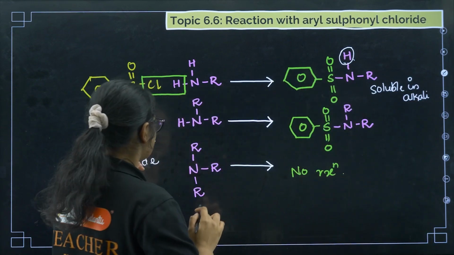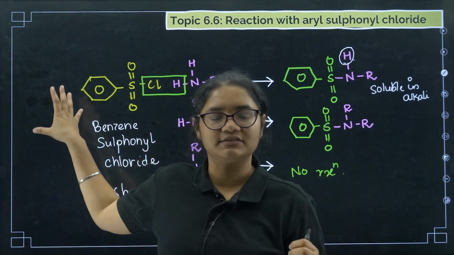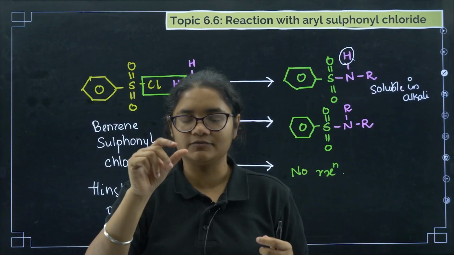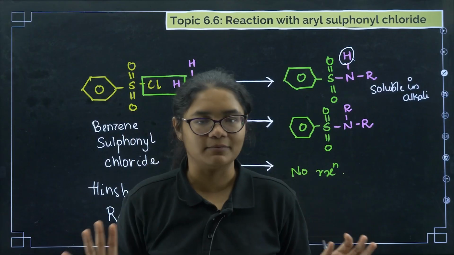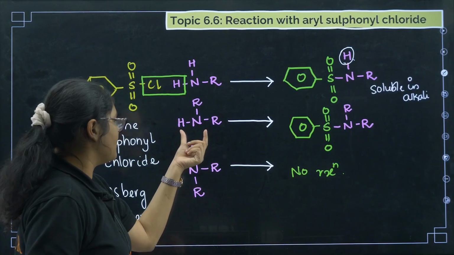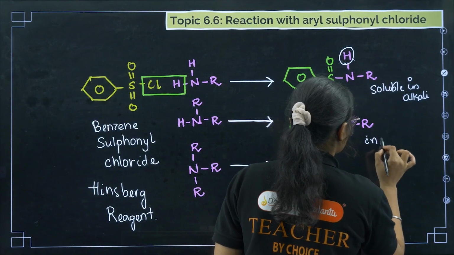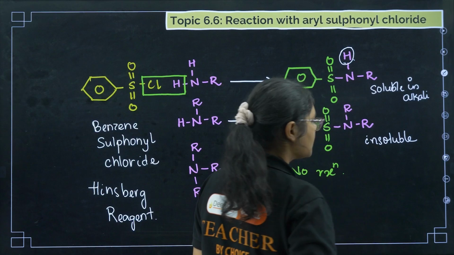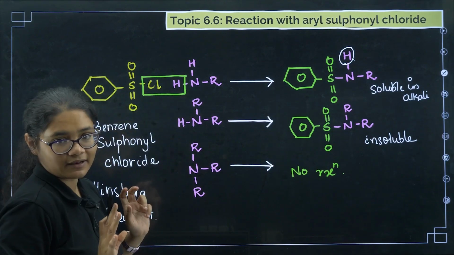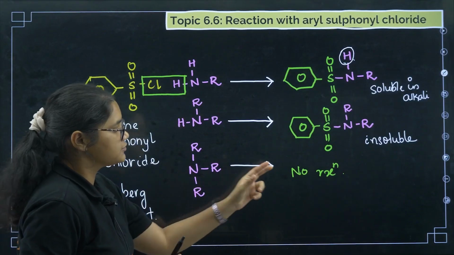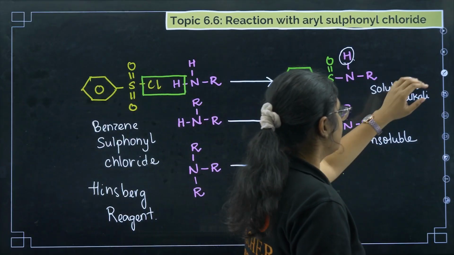Now suppose I take a primary amine and mix it with this Hinsberg reagent. One precipitate is formed, after that I add some alkali, that precipitate dissolves, so I can guess that this is a primary amine. But if I take a secondary amine, a precipitate will form, but here you see there is no acidic hydrogen, so it is insoluble in alkali. Now the third one, for this reaction to happen, one H should be present on nitrogen, but here there is no H, so there will be no reaction. That is your benzene sulfonyl chloride reaction, or Hinsberg test.